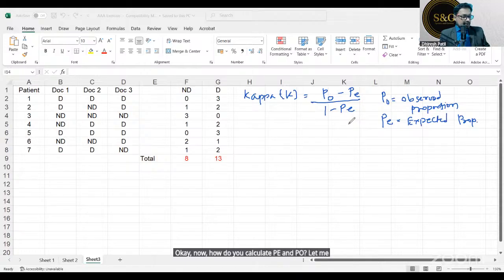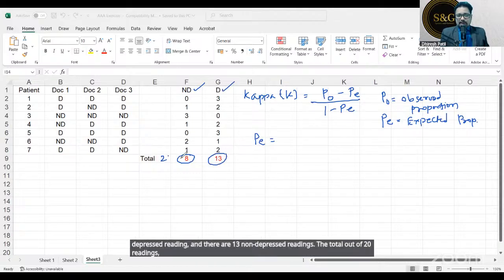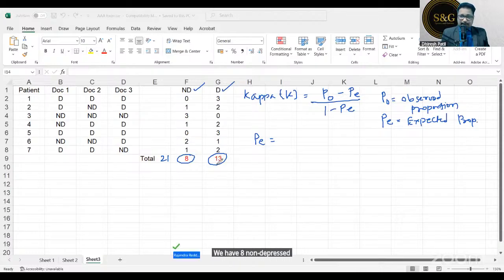Now, how do you calculate PE and PO? The formula is a little complicated, but let me try to explain. First we will calculate PE. This all happens at the back end. Just make a note of this for your understanding. For example, ND is non-depressed and D is depressed. So in total, there are 8 non-depressed readings and 13 depressed readings, out of 21 readings.